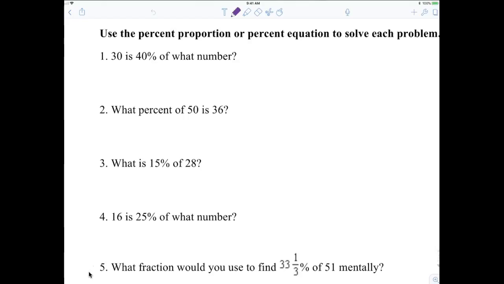I'm ready. I'm working. All right, now you're supposed to write down number 1. You're supposed to have it done. All right, here we go.